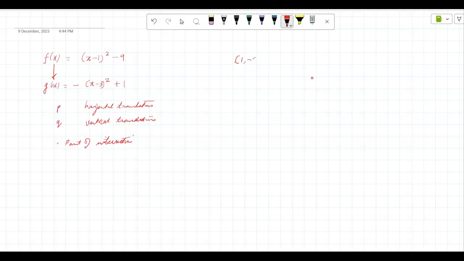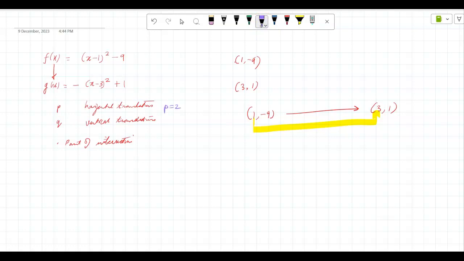So you have 1, minus 9. And the vertex is what over here? 3, 1. Now from 1, minus 9, how will you go to 3, 1? If you're looking at the horizontal translation, you look at the x values. So how much will this be? 2 to the right. So P is equal to 2.